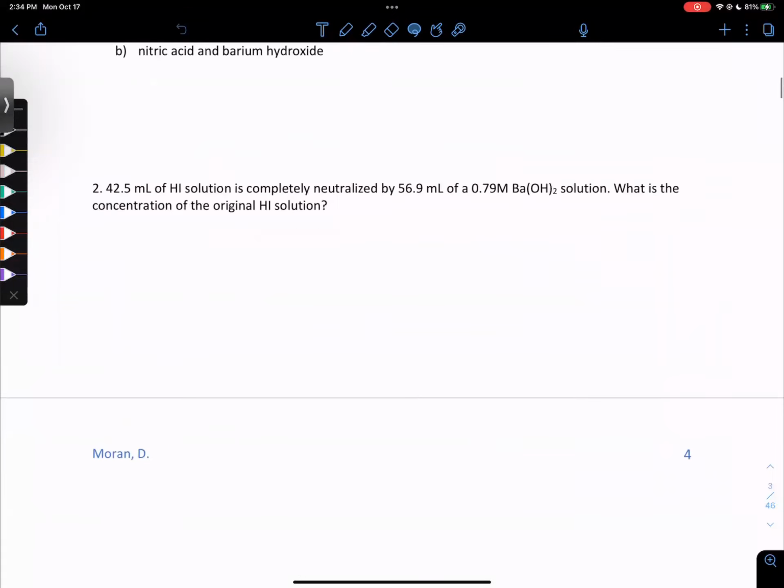But we need to balance this, so you would do 2 here and 2 here. However, that's not considered a delta H of formation reaction because we're actually forming 2 moles of product. The definition of a heat of formation reaction is the heat absorbed or lost by a reaction in the formation of 1 mole. This is 2 moles, it has to be 1 mole.